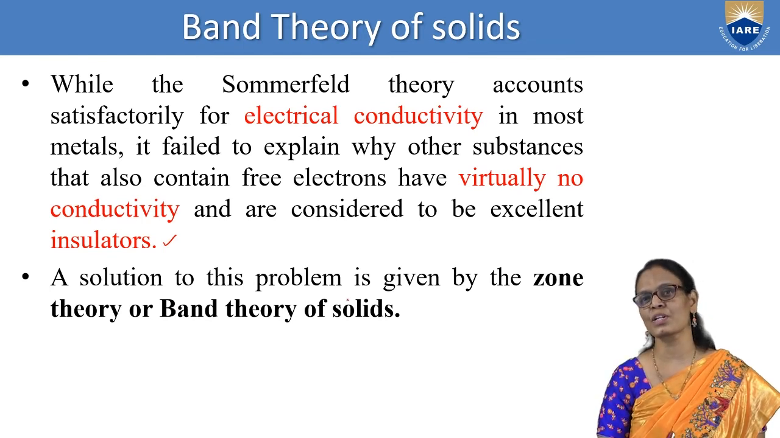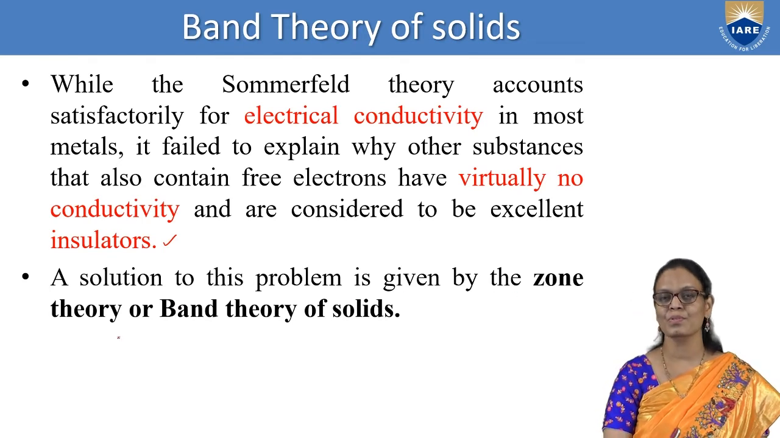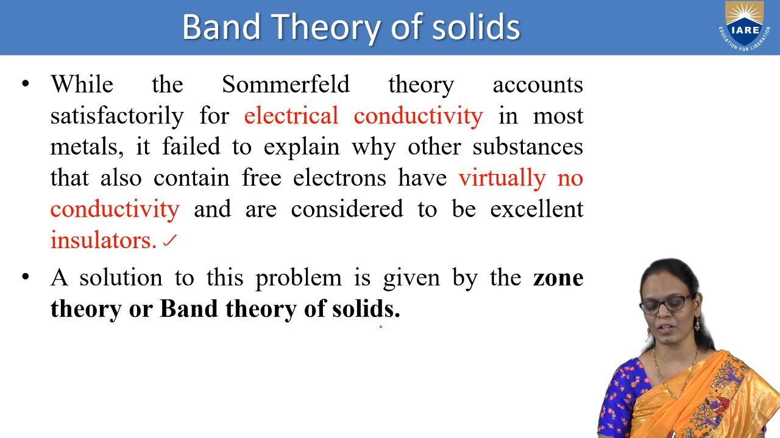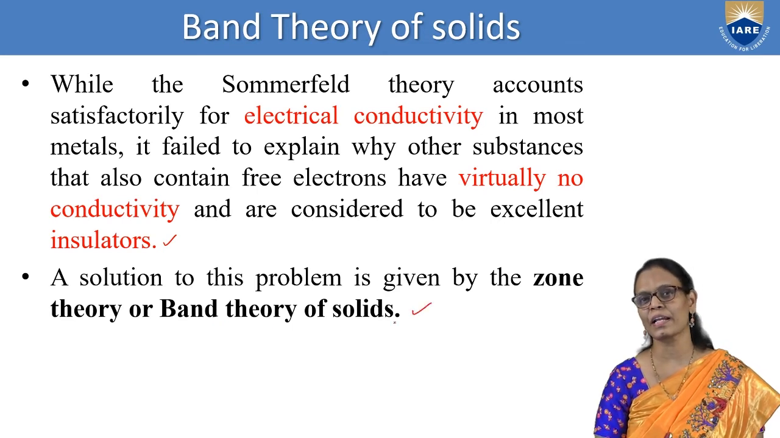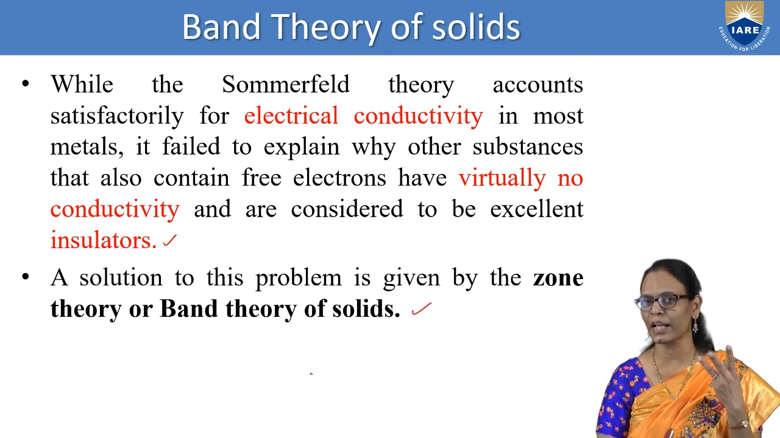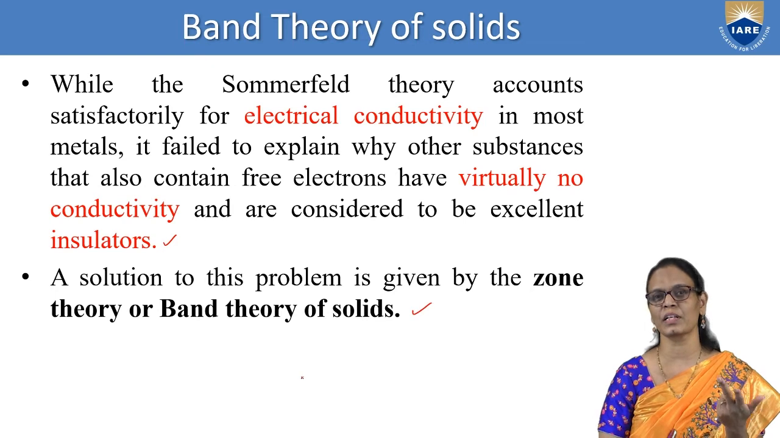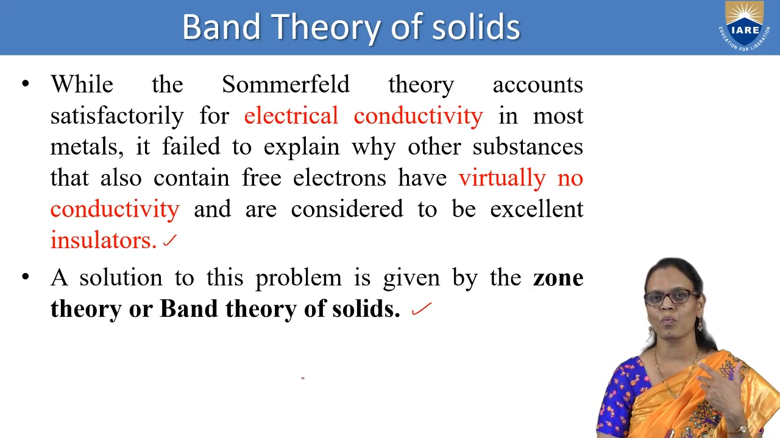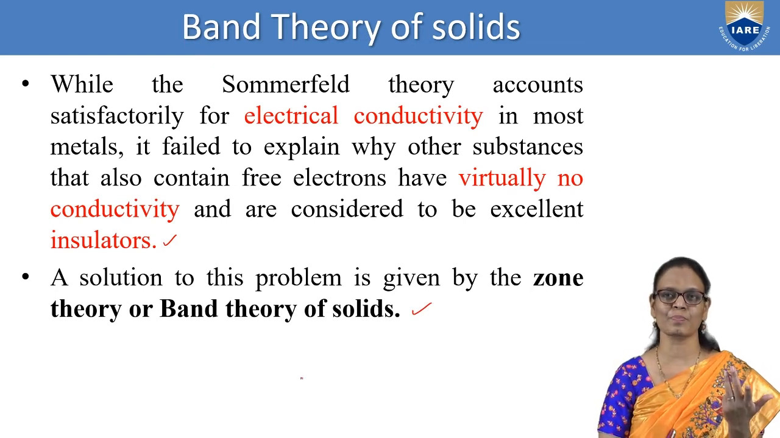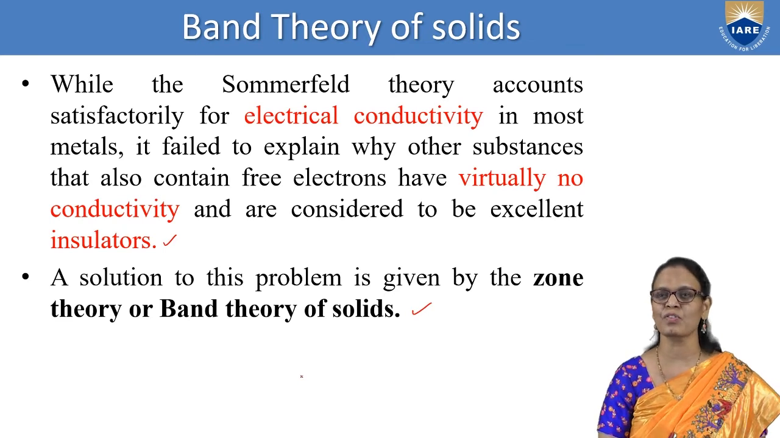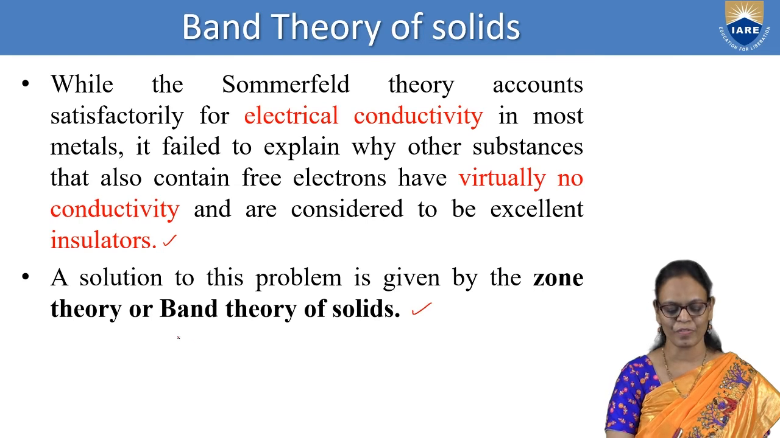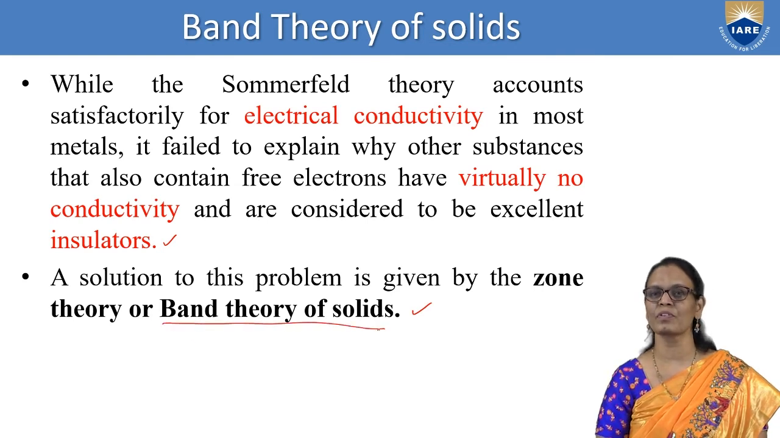And the solution to this problem is given by zone theory or band theory of solids. In the beginning of the lecture, I told you that we are going to see three stages. The first one is the classical free electron theory, then the quantum free electron theory, and then the band theory. So whatever quantum theory could not explain, that is, the classification of materials, that problem could be solved very easily with the help of band theory of solids.